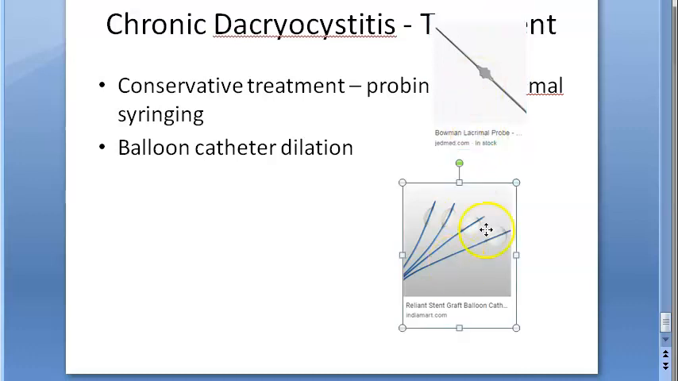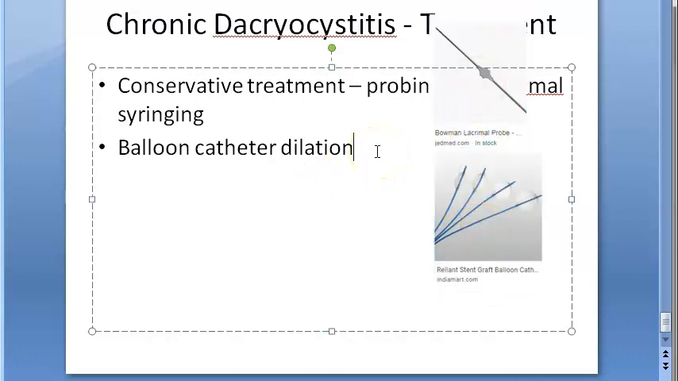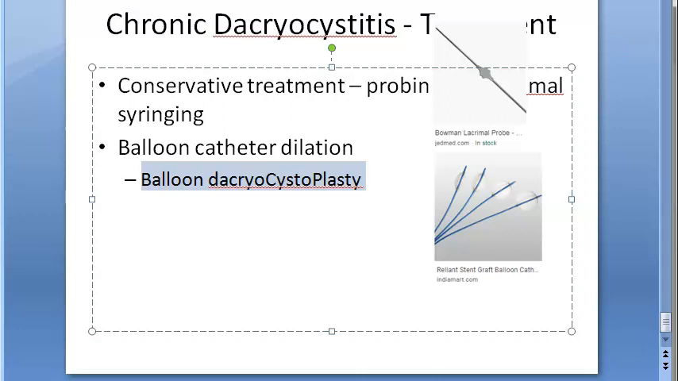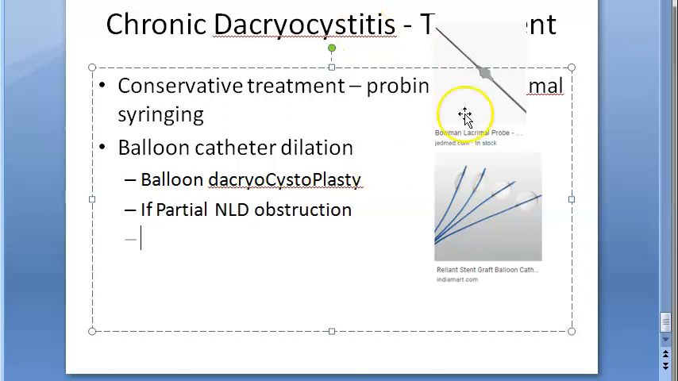Probing, then balloon catheter dilation. This is also called balloon dacryocystoplasty. It can be tried in patients with partial nasolacrimal obstruction. A 50% success rate will be there if there is partial nasolacrimal duct obstruction.